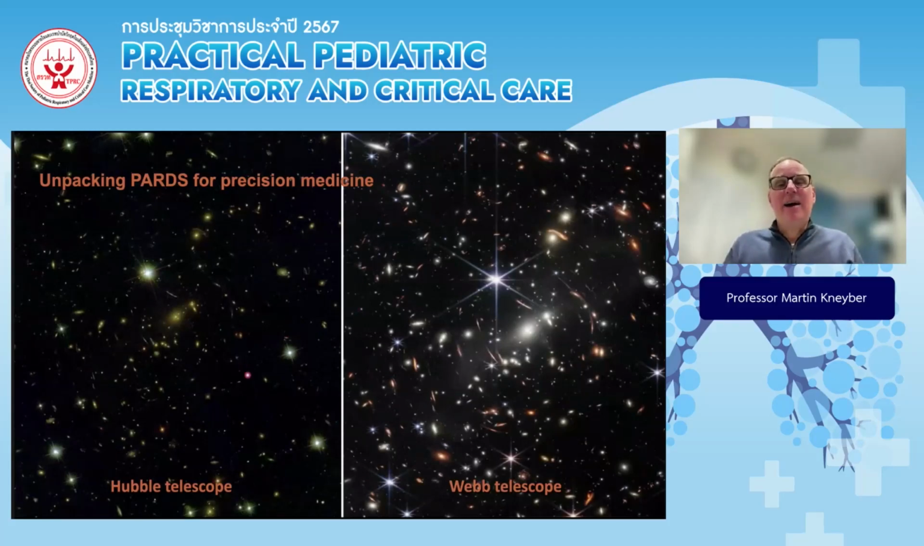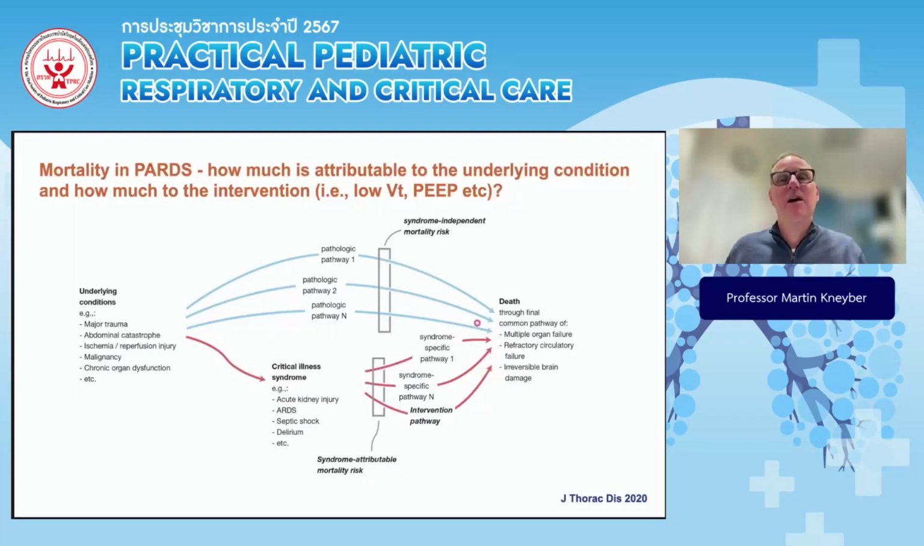So we need to unpack. And I think these two images, the same images from the universe, from the sky, on the left made by the Hubble telescope, everybody was cheering, oh, we can get a good look at the sky. Look at all those stars and look at all those bright lights. But now we have the Webb telescope, and now we understand that all these lights that look very similar are in fact very, very much different. And this is exactly what's happening with pediatric ARDS. It's not one uniform syndrome.